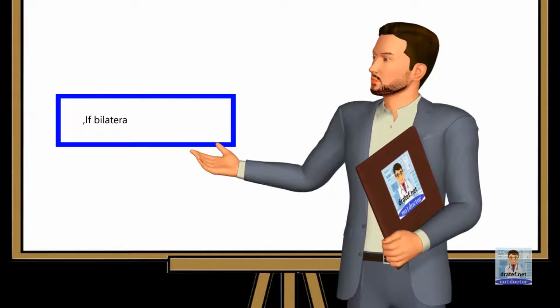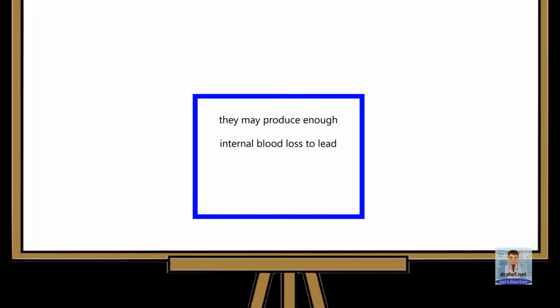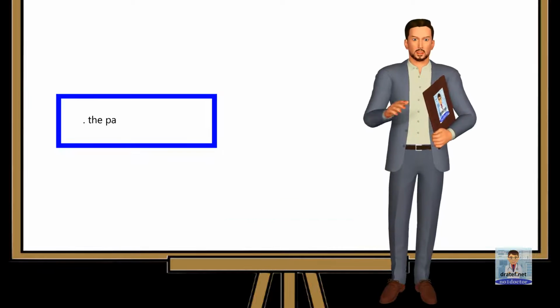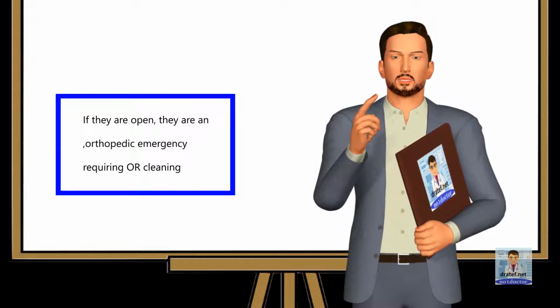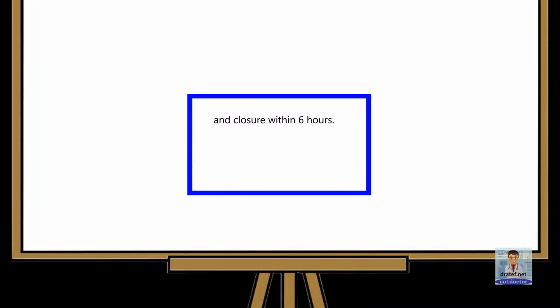If bilateral and comminuted, they may produce enough internal blood loss to lead to shock. External fixation may help while the patient is stabilized. If they are open, they are an orthopedic emergency, requiring cleaning and closure within 6 hours. If multiple, they may lead to the fat embolism syndrome.